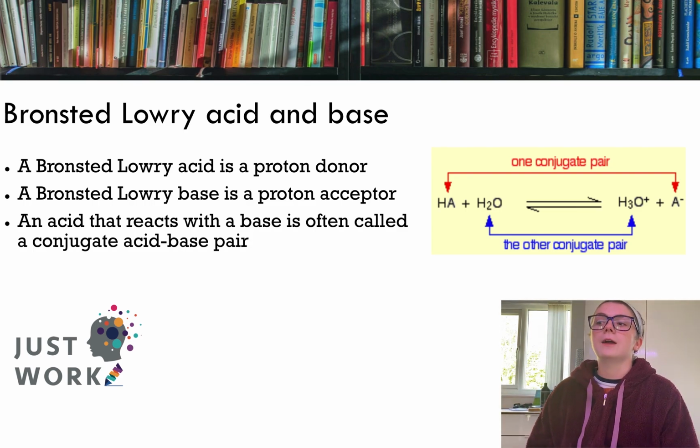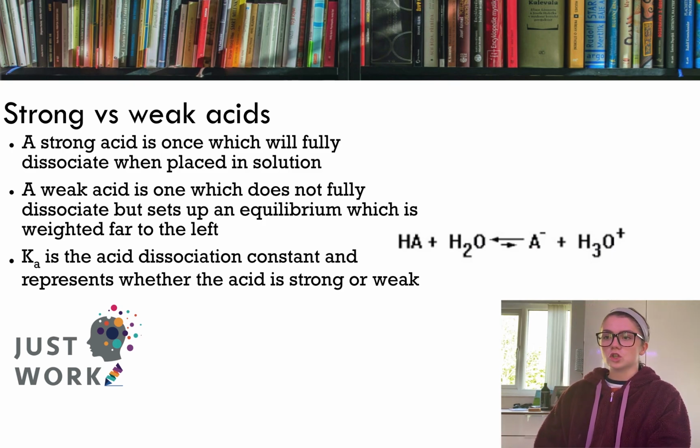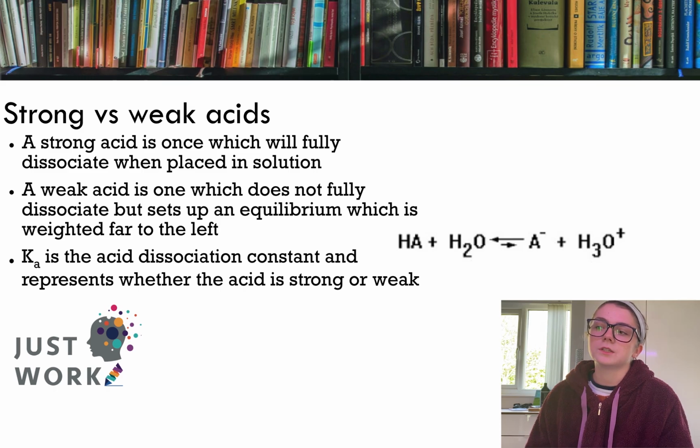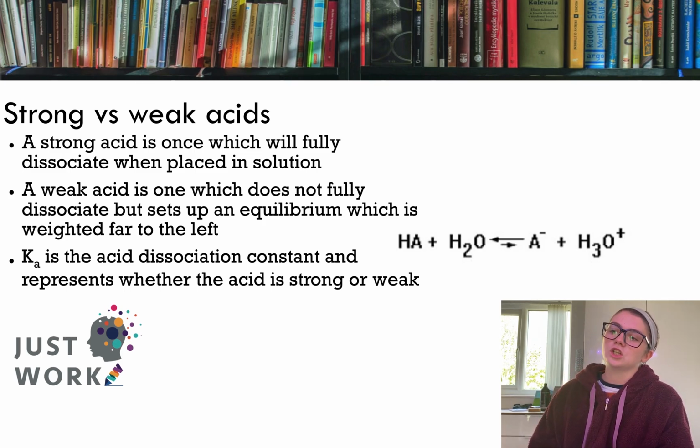So a Bronsted-Lowry acid is a proton donor and a Bronsted-Lowry base is a proton acceptor, and an acid that reacts with a base is often called a conjugate acid-base pair. So as we can see on here, the reversible reaction between an acid and a base, and also the pairs that are going on. So strong versus weak acids. A strong acid is one which fully dissociates when placed in solution, and a weak acid is one which does not fully dissociate but sets up an equilibrium which is weighted far to the left.